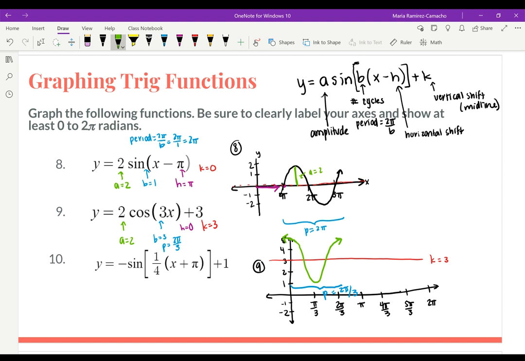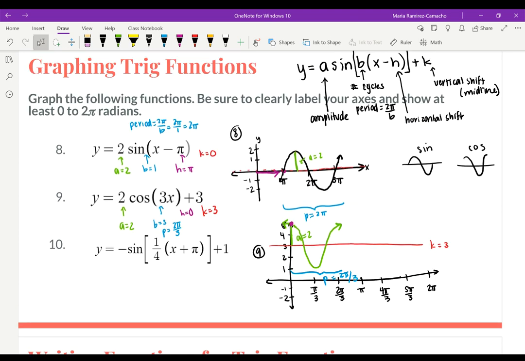Okay, notice that this cycle looks a little different from the one in number 8, because one cycle of your sine wave looks like this, whereas cosine looks like that. So that's why that shape looks like that. You can see here that the amplitude, the distance from that midline to the max point, is 2. Our period is 2 pi over 3. No horizontal shift because we started our cycle right on the y-axis, and then our amplitude's good. So that's it for number 9.